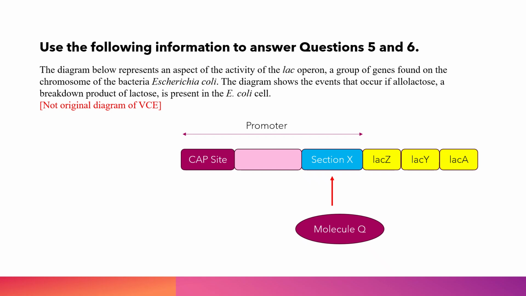The diagram below represents an aspect of the activity of the Lac Operon, a group of genes found on the chromosome of the bacteria Escherichia coli. The diagram shows the events that occur if allolactose, a breakdown product of lactose, is present in the E. coli cell.